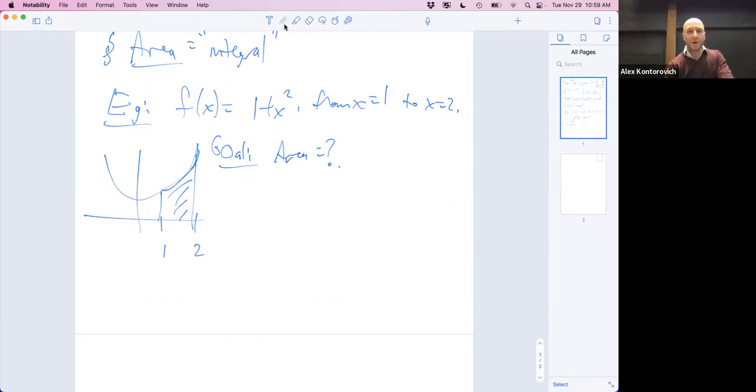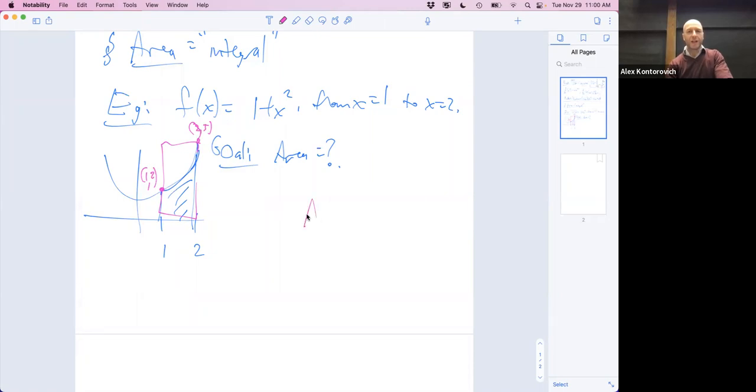Well, the dumbest approximation I can think of is the area is certainly no bigger than this box. So what are these points, by the way? This point is 1 comma, 1 squared is 1 plus 1 is 2, 1 comma 2. And how about this point? 2 squared is 4 plus 1 is 5. So 2 comma 5.